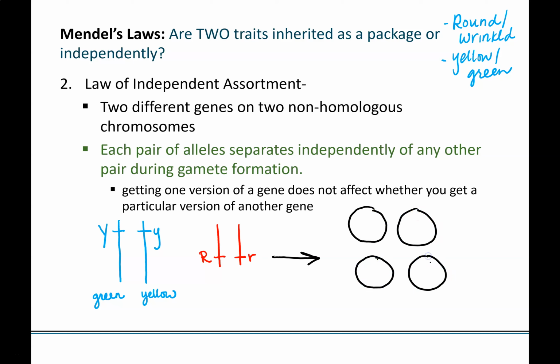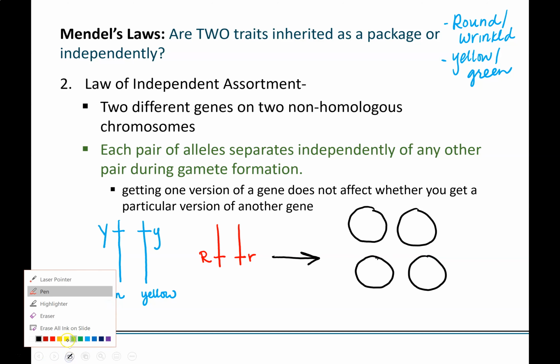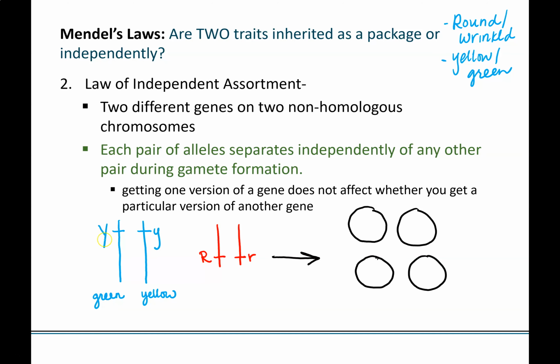So it turns out there are 4 combinations. I'll show you how that happens in just a minute. Let's look at our Ys first. So let's say that our Ys segregate.